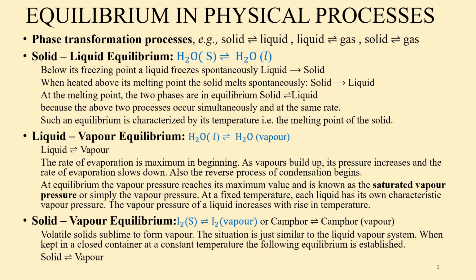Next is the case of solid-vapor equilibrium. For example, I2 in solid state gets converted into I2 vapor and vice versa. In the reverse direction it is also possible: camphor solid becoming camphor vapor, and camphor vapor getting converted to camphor solid. Volatile solids sublime to form vapor. This process of solid to vapor directly is also called sublimation.